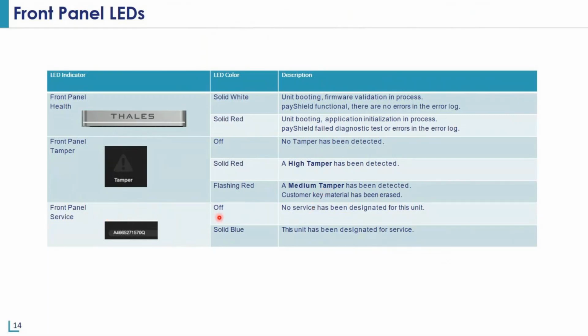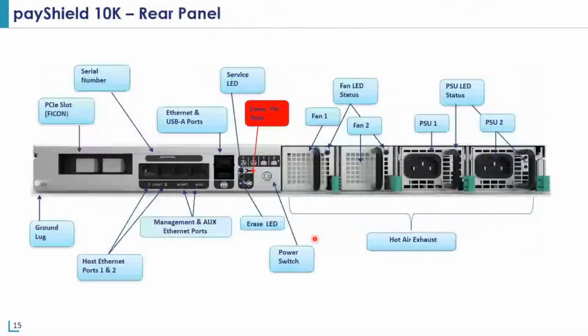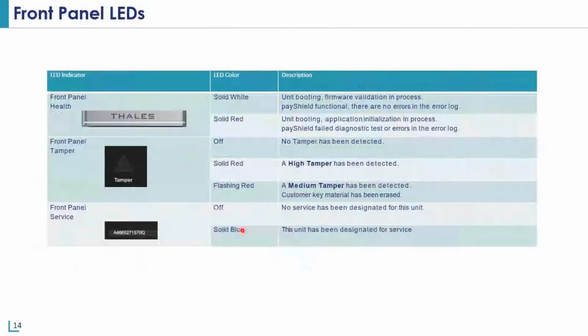Service, off, nothing is there. If you see a solid blue, it means a unit has been designated for a service, and the engineer who is at the location can identify it. So this indicator, this service button, has no impact on your appliance state. It is just to highlight a particular appliance in the data center. Other than that, it has no impact. The service button.